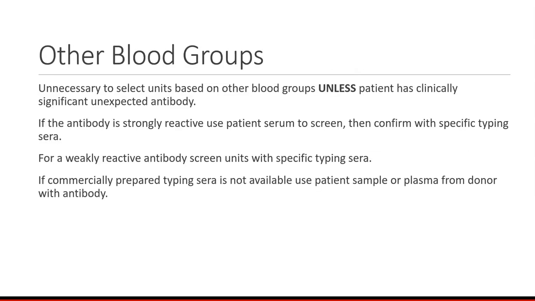For other blood groups, meaning blood groups other than ABO, it is unnecessary to select units based on other blood groups unless the patient has a proven, clinically significant, unexpected antibody. If the antibody is strongly reactive, use the patient's serum to screen, then confirm with specific typing serum.